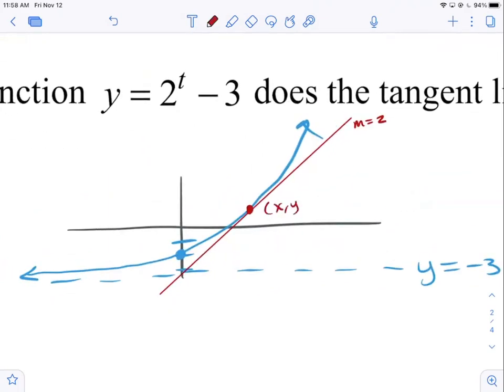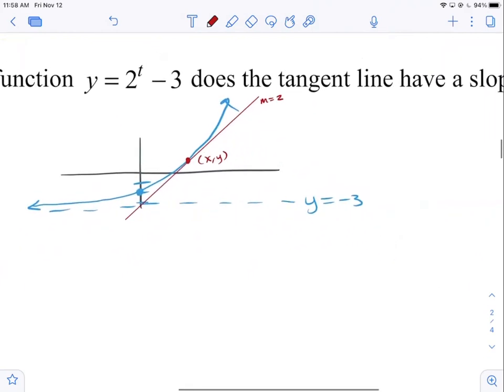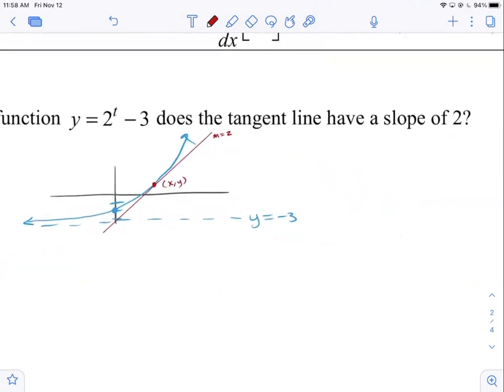X, Y. That's what we're looking for. All right, so if you can visualize it in your head, that's great. You do need a plan of attack. What's our plan of attack then? How do I answer the question?